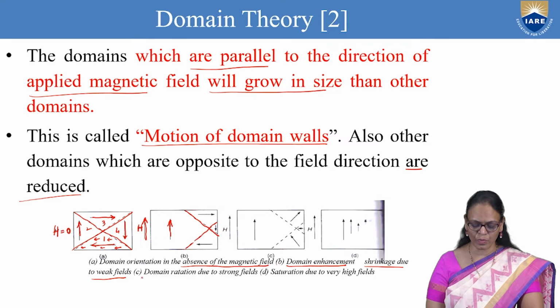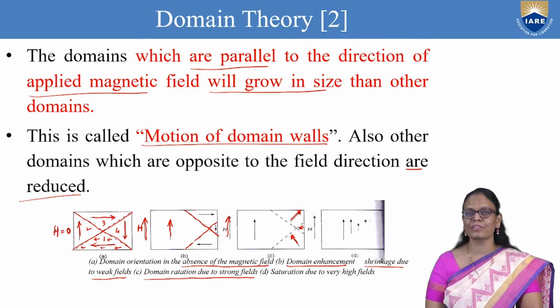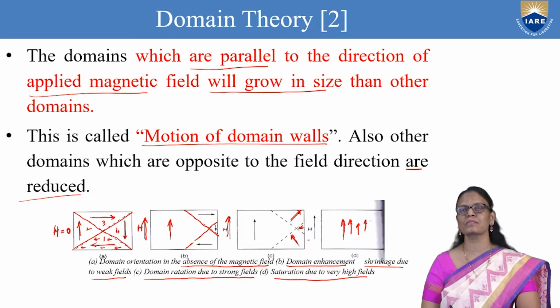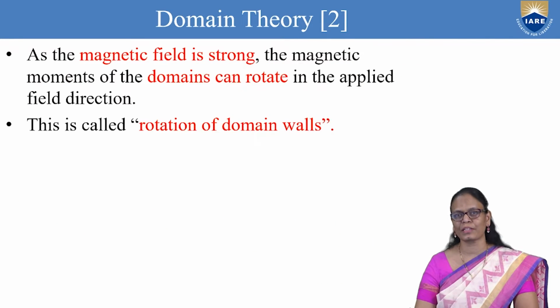And the third one we can see is domain rotation due to strong fields. When the applied field is very strong, what will happen? These also will start rotating like this. There will be a slight rotation. And due to saturation and very high fields, what happens? They are oriented in the same direction. Rotation as well as motion. So this is what we need to understand about domain theory.